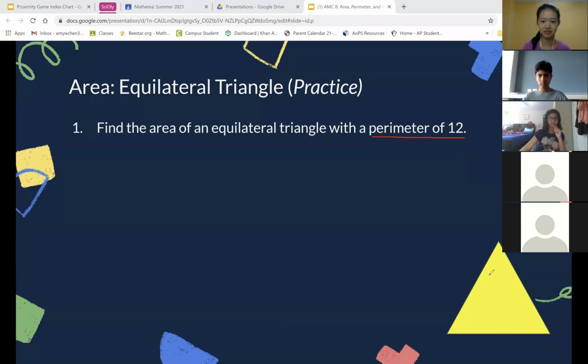What I did is, the perimeter is 12, and there are 3 sides of a triangle, and since it's an equilateral triangle, all 3 sides have to be equal. So I did 12 divided by 3. That's the base. Then I did 4 squared times square root of 3 divided by 4, which would just be 4 square root of 3.